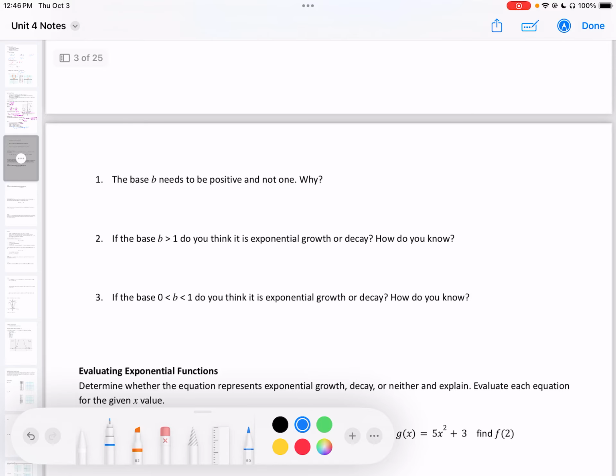The base needs to be positive and not 1. We already discussed that. 1 to the power of x will always be 1, and it's not going to grow exponentially. If the base is greater than 1, it will represent growth. If it's between 0 and 1, it will represent decay.